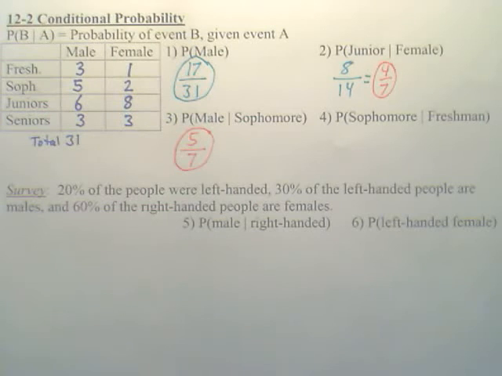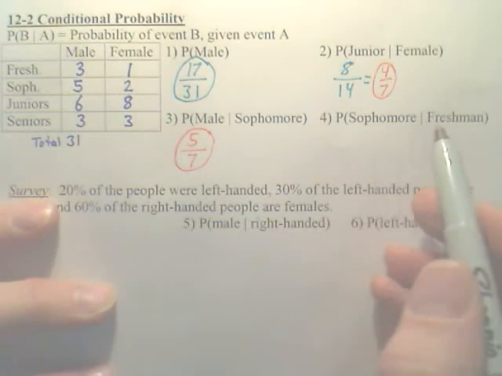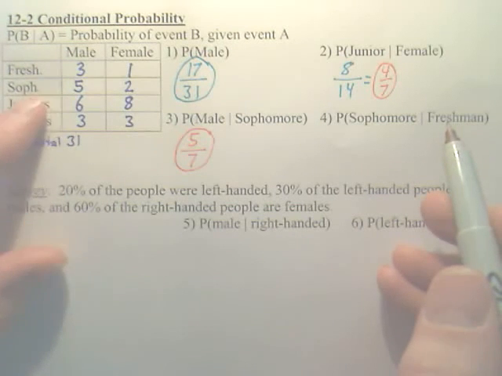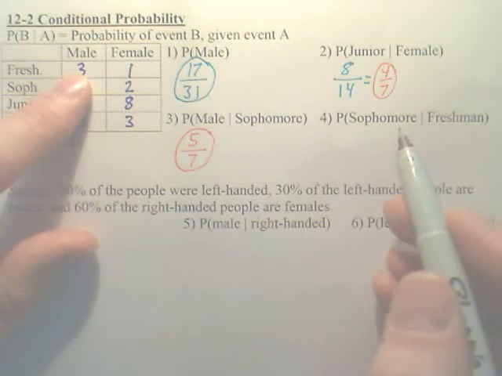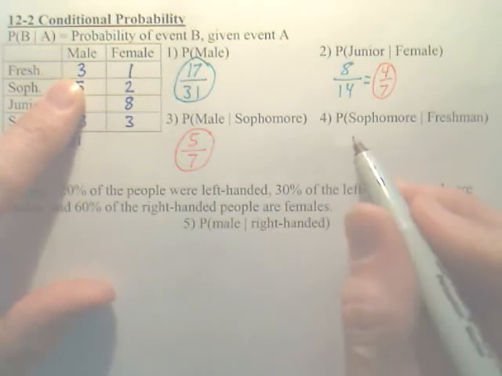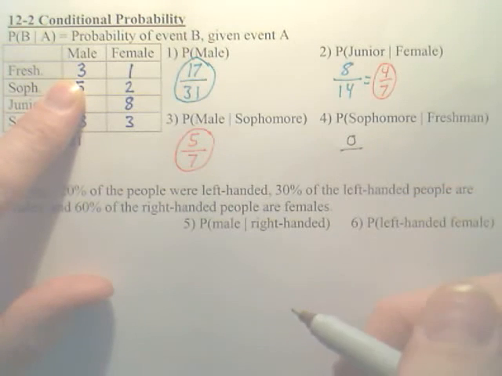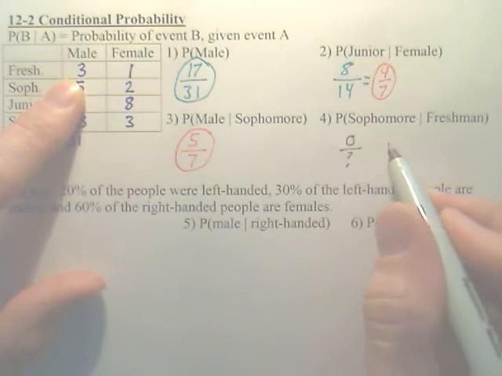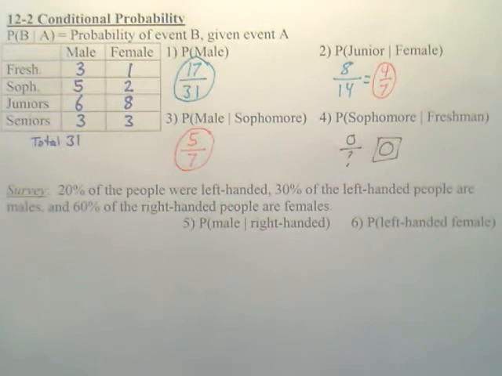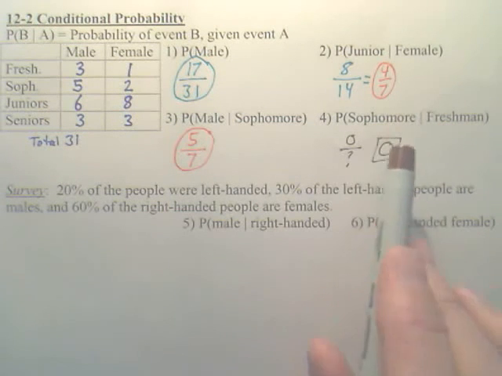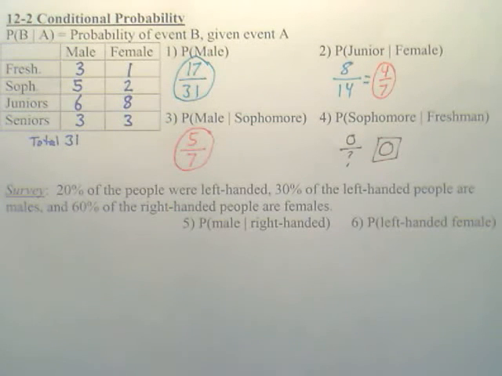The last one, kind of a trick question. Probability of a sophomore, given it's a freshman. So focus on freshmen. All right? Now, how many of these freshmen are sophomores? It is impossible. Okay? This is not possible. It's 0. You cannot get a sophomore who's also a freshman. So given it's a freshman, you cannot find sophomores. The answer is 0. So watch out for those kind of ones.